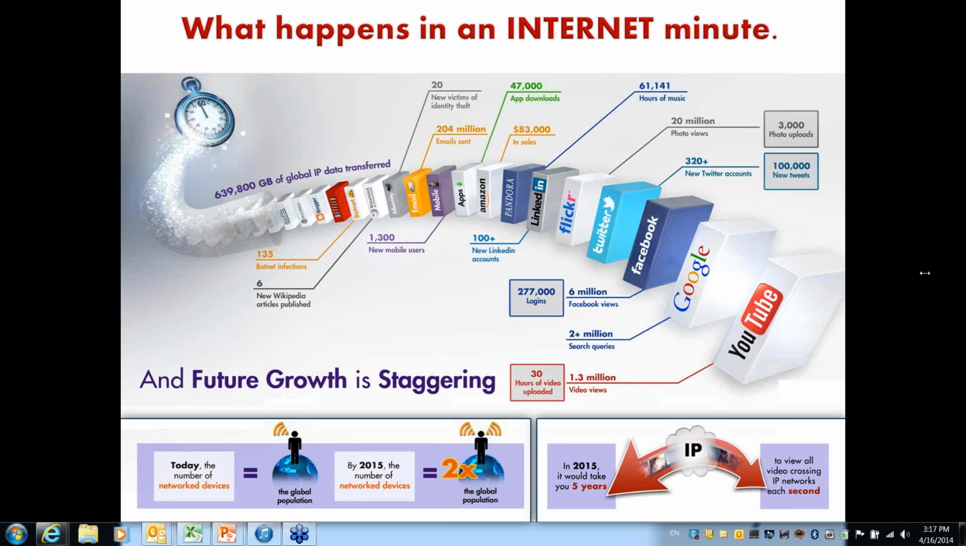Then if you take the left bottom corner, currently the number of networking or connected devices is equivalent to the global population, which is over 6 billion, right? There are 6 billion connected devices existing in the whole world for connecting to the internet through various media. It could be mobile or internet or web interface or whatever it is.